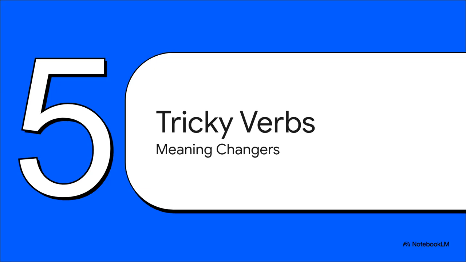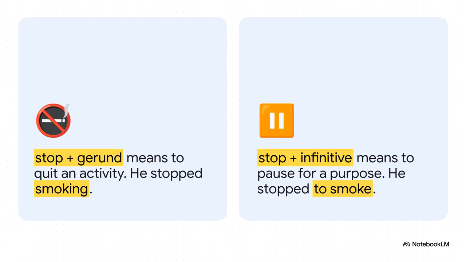All right, you've mastered the basics. Ready to move on to the expert level? Because there are a few special verbs that can be followed by either a gerund or an infinitive. But you have to be careful. The choice you make completely changes the meaning of the sentence. Let's look at our first meaning changer, the verb stop.